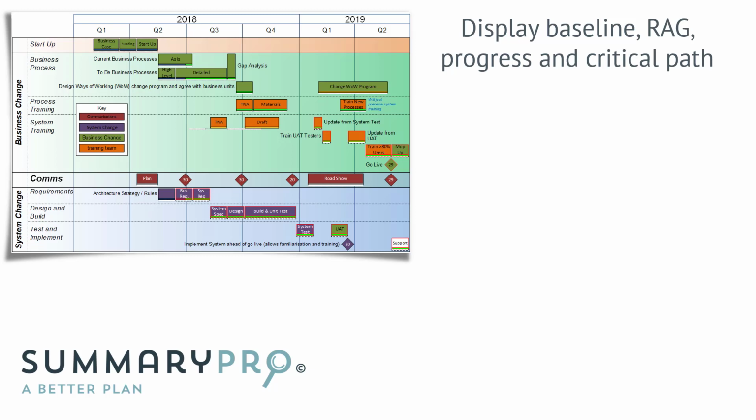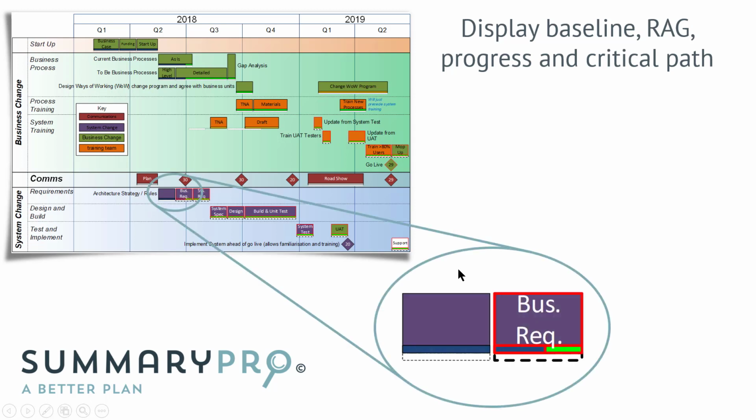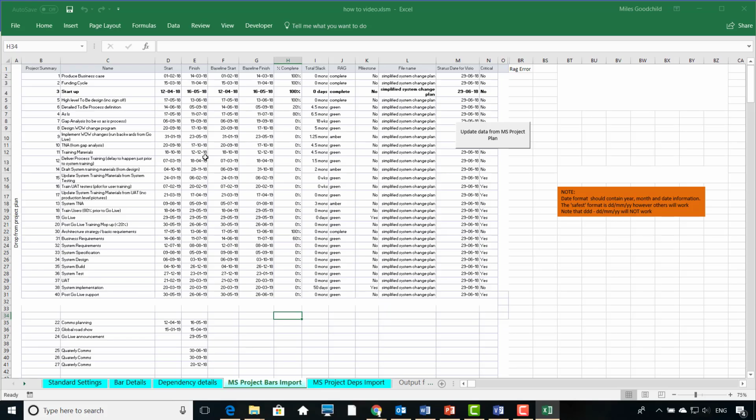Welcome to the tutorial on the other types of bars which SummaryPro can display. In addition to the main types of bars showing the current plan dates, we can show progress, baseline and RAG information, assuming that data is available from the detailed plan. Obviously, if the data isn't there, it can't be copied across into SummaryPro.